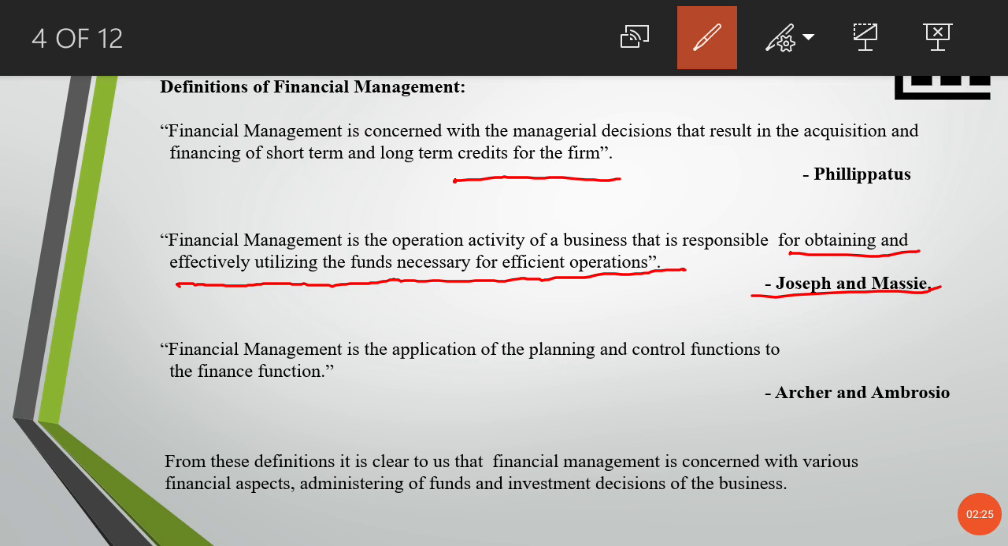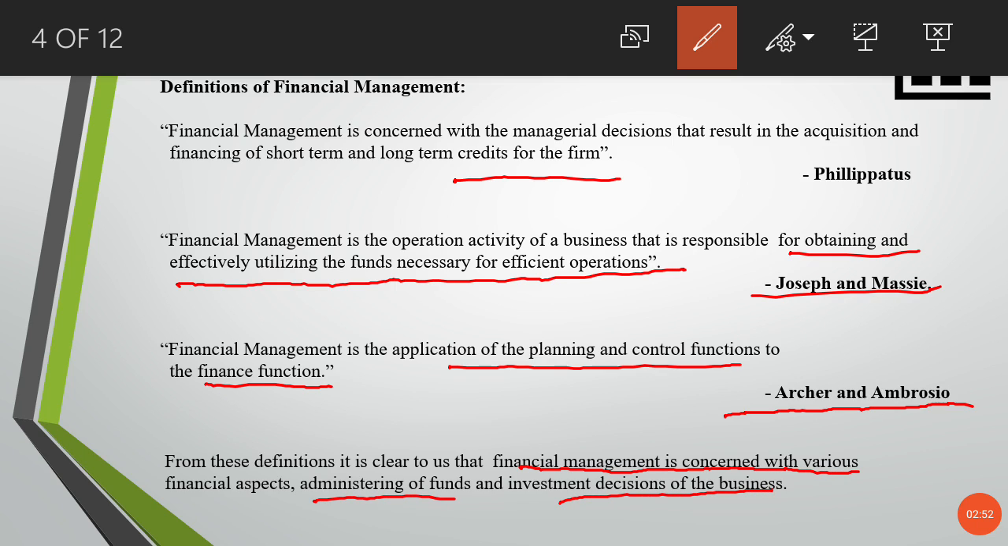Financial management is the application of the planning and control functions to the finance function. This definition is given by Archer and D'Ambrosio. From these definitions, it is clear that financial management is concerned with various financial aspects, administration of funds and investment decisions of the businesses.